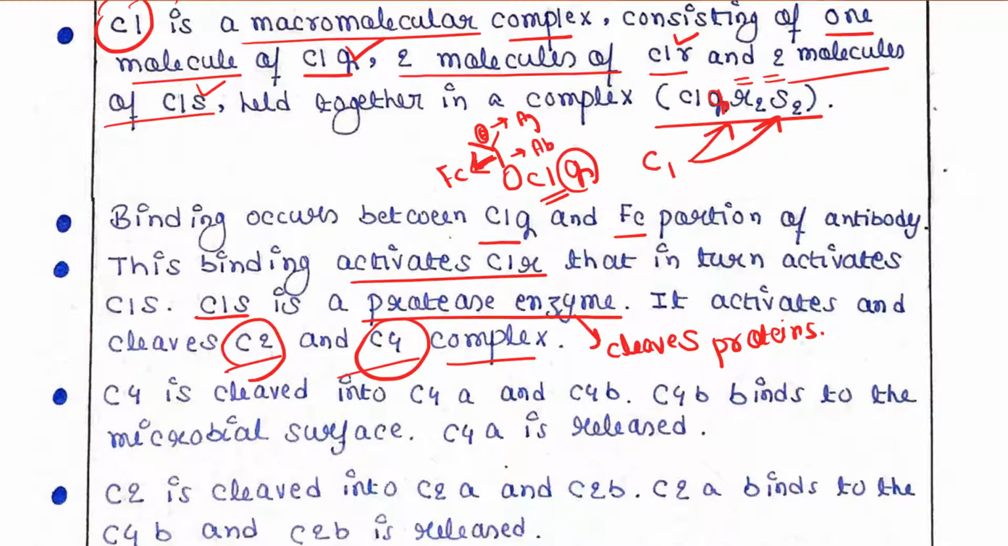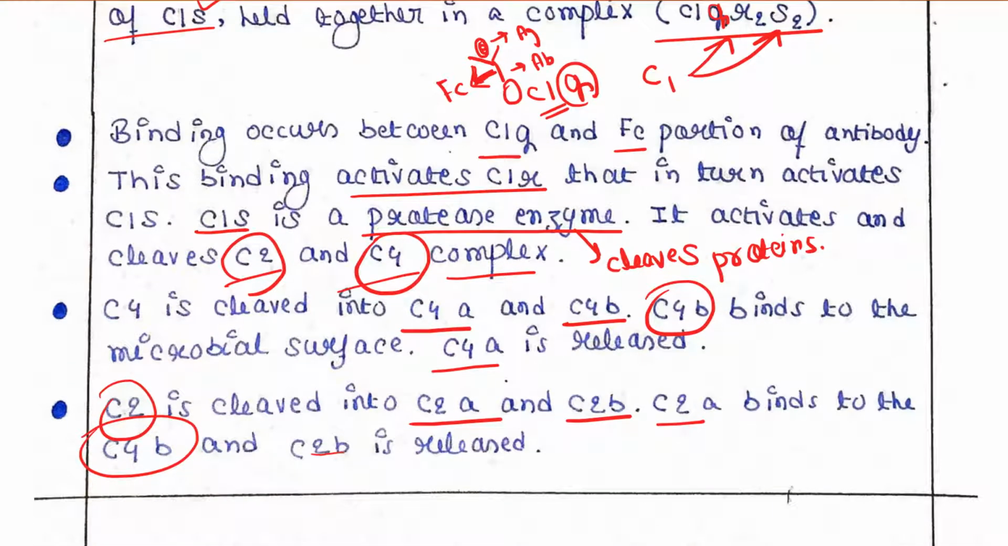Now C4 is cleaved into two fragments. One is C4a and the other is C4b. This C4b binds to the microbial surface, whereas C4a is released. And the C2 protein is also cleaved by C1s into again two fragments. One is C2a and the other is C2b. So C2a binds to C4b and C2b is released.